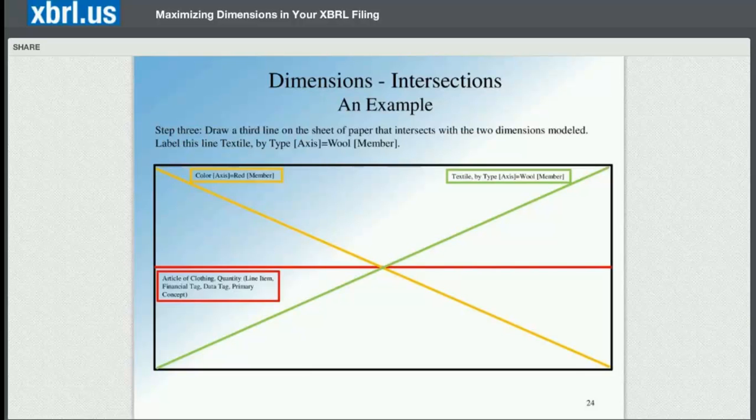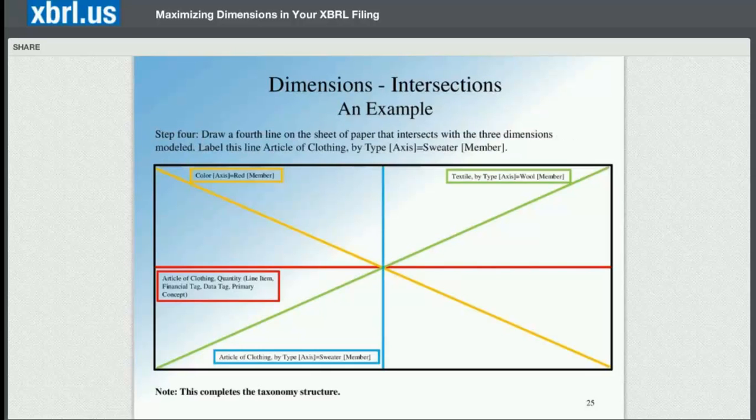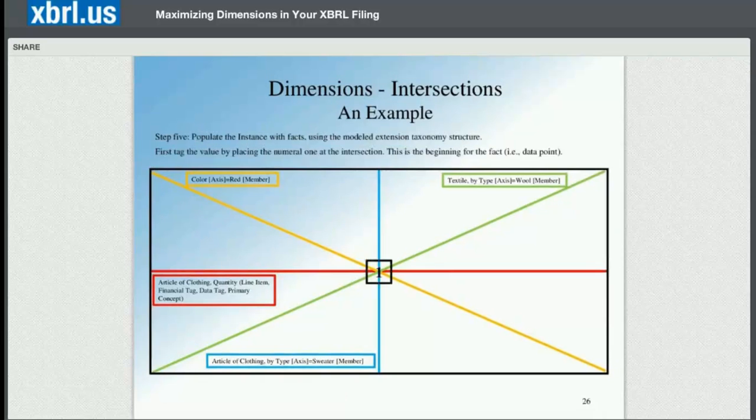So now we have red, but now we need a textile axis. So we create a common theme, textile, wool member. We have a third characteristic, which is what kind of clothing is it? It's a sweater. So I create article of clothing by type. That's my axis. It's a common theme. I put a sweater member. These now all intersect. That's my taxonomy. That's the structure which I'm now going to populate with values.